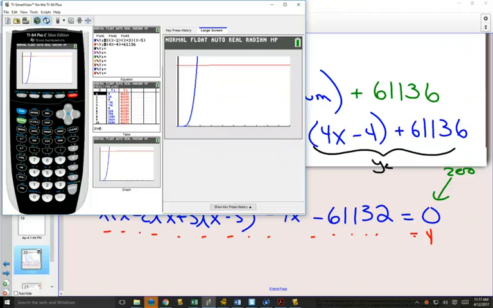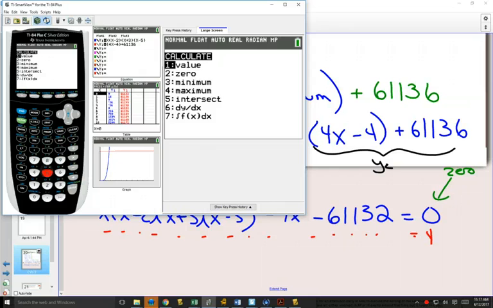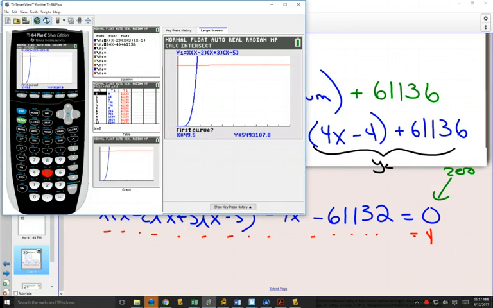So sometimes it's going to be nicer to set things equal to 0 and find an x-intercept. And sometimes it's going to be nicer just to put one equation in y1, one equation in y2, and then you can go second, calculate number 5, find out where they intersect. The nice thing about this, you don't need to know left and right bounds. It just says first curve, push enter, okay. Second curve, push enter, okay.